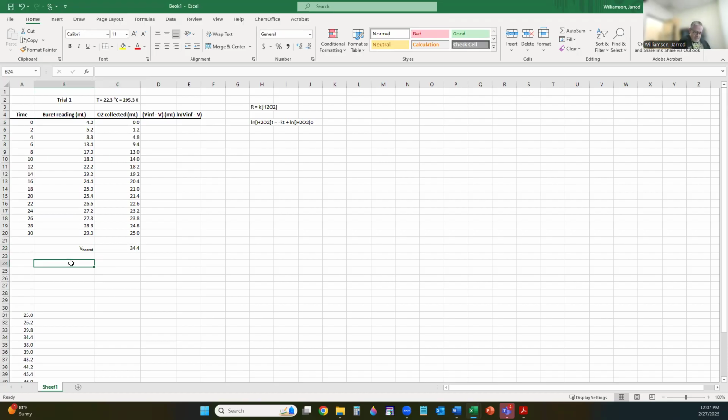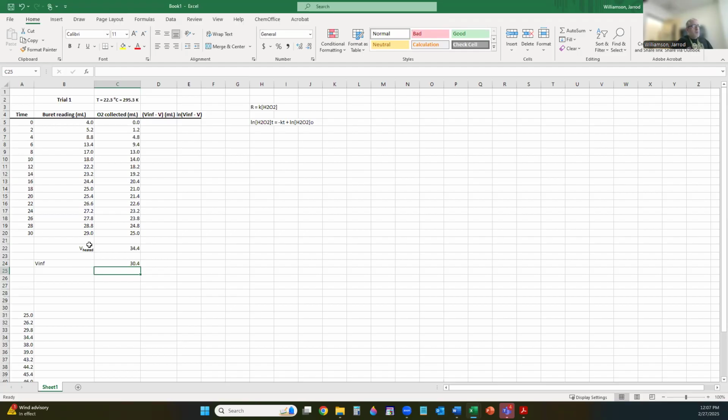V infinity, VINF, is going to be this 34.4 minus the 4.0 milliliters that was air. And we don't count the air. At the beginning of the experiment, it read 4 milliliters because that starting amount was air. So that 30.4 is V infinity.